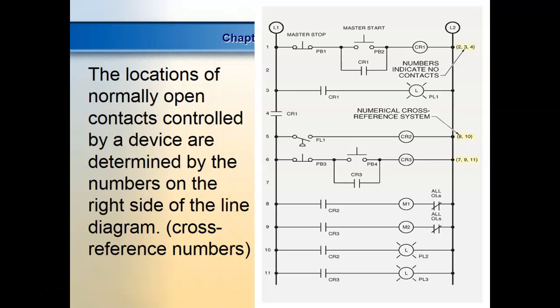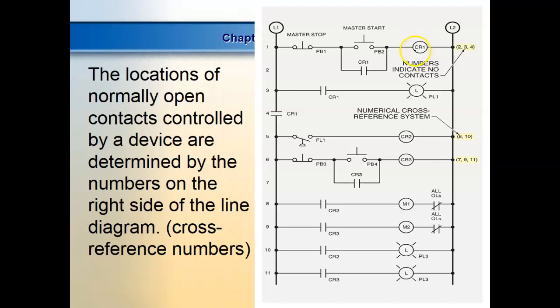So to aid us in finding what contacts are being controlled by a relay, on the right-hand side of L2 we put what we call numerical cross-reference numbers. The numerical cross-reference numbers give the location of the contacts controlled by a relay. We separate them by their line numbers. So right now, I'll come up here and look at the first relay. That's a relay because they don't have lines coming out of it, right? It's called CR1. It says it has a contact in line 2. So here's line 2.